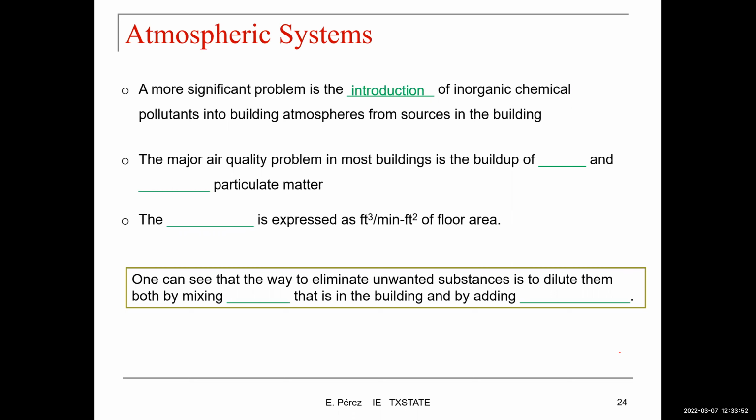So the major air quality problem in most buildings is the buildup of odor and airborne particulate matter. And the rate of dilution is expressed in terms of cubic feet per minute per square foot of floor area. So one can see that the way to eliminate unwanted substances is to dilute them by mixing the stale air that is in the building and by adding fresh outdoor air.